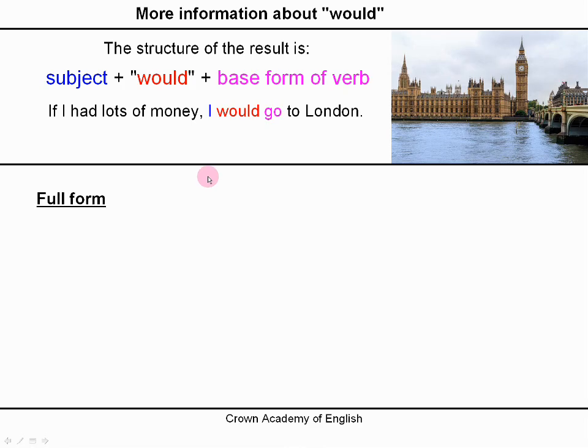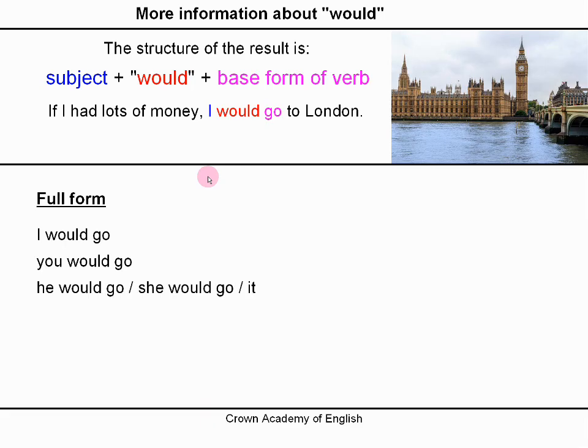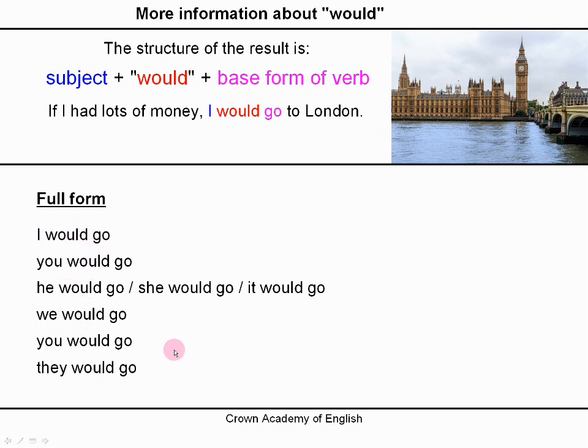So the full form: I would go, you would go, he would go, she would go, it would go, we would go, you would go, and they would go. So you can see it's quite easy. It is the same form for would for all subjects, and the verb stays the same also. It is always the base form of the verb.